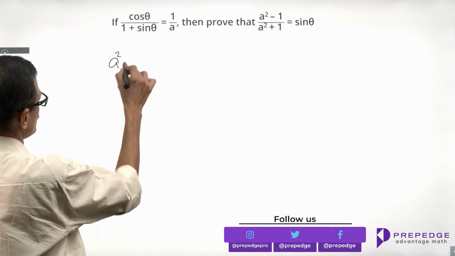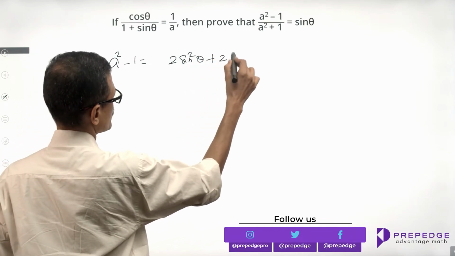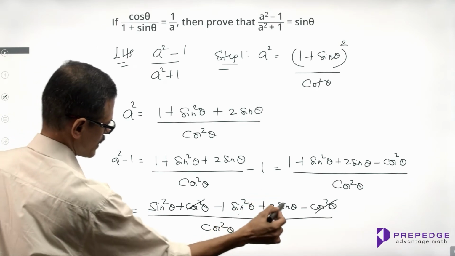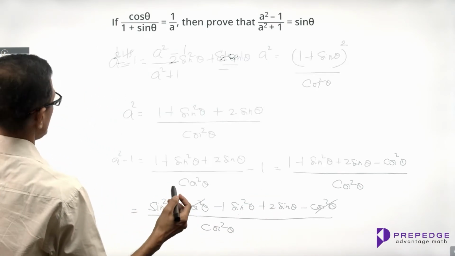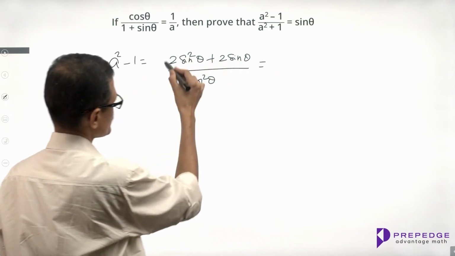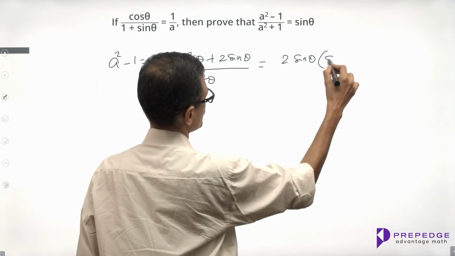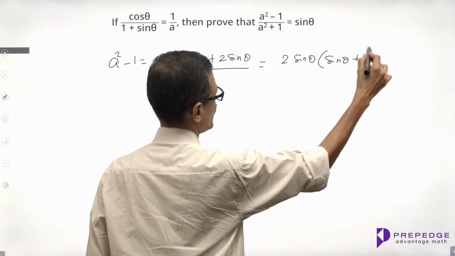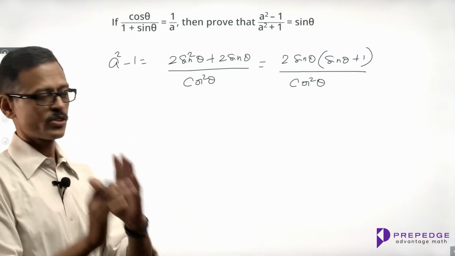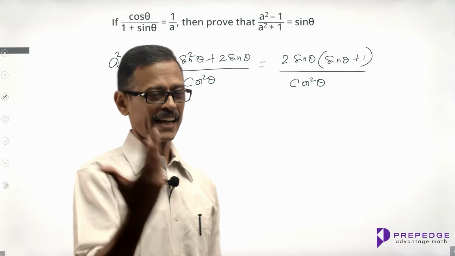a square minus 1 is 2 sin square theta plus 2 sin theta, 2 sin square theta plus 2 sin theta by cos square theta. So we will take 2 sin theta common outside. 2 sin theta into sin theta plus 1 divided by cos square theta. இது வரைக்கும் எந்த வேல்யூ கண்டுபிடிச்சிருக்கோம்? a square minus 1 கண்டுபிடிச்சிருக்கோம். a square plus 1 is easier actually பார்த்தோம்னா.